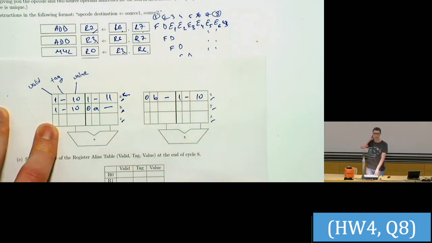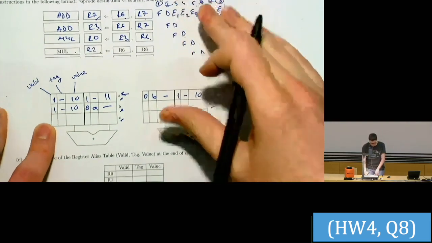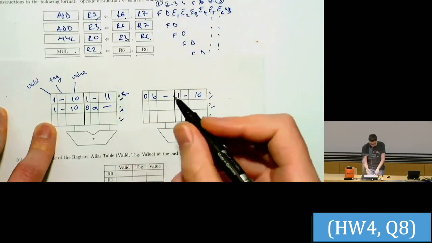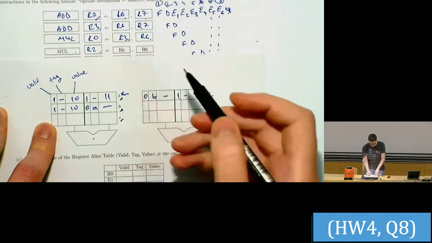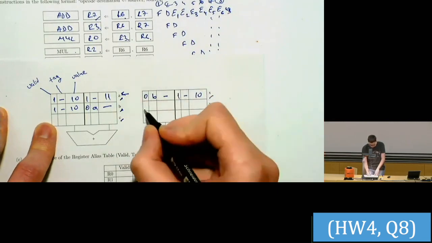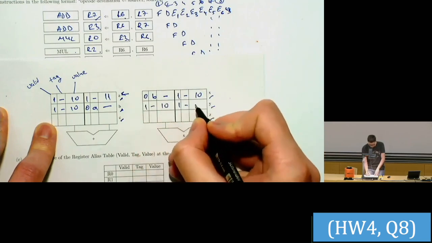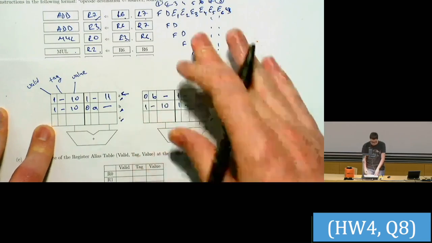Okay? Is it clear so far? So you basically continue in the same way. For the second multiply, we have the R6 value in the register file, so we'll just have the valid bit set and the value here.